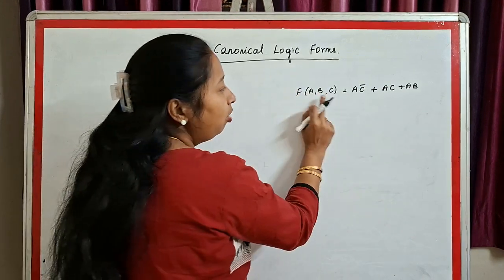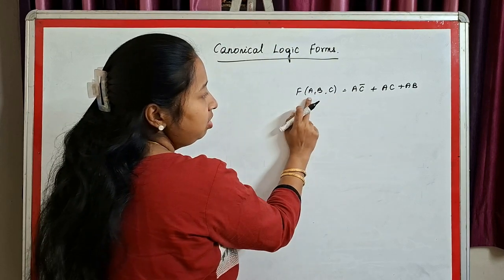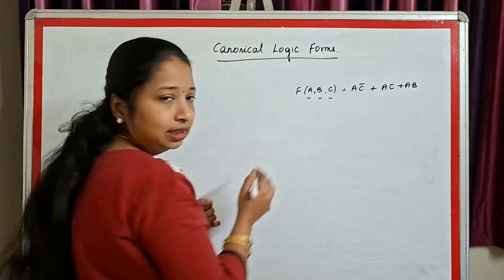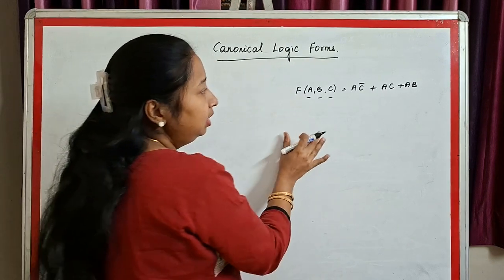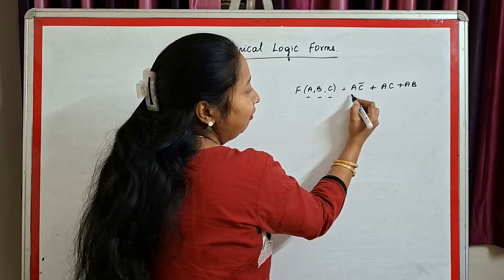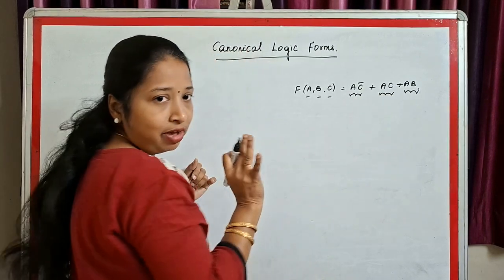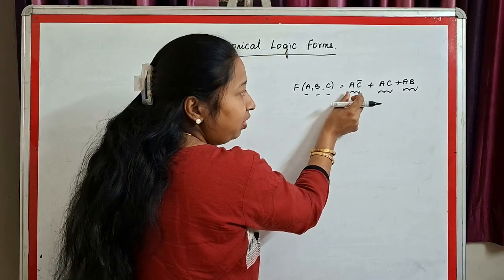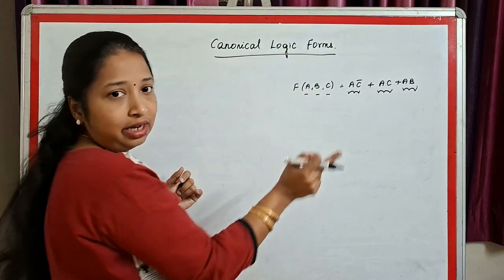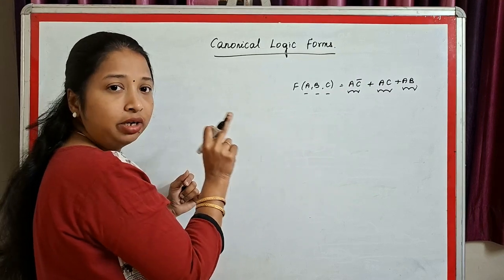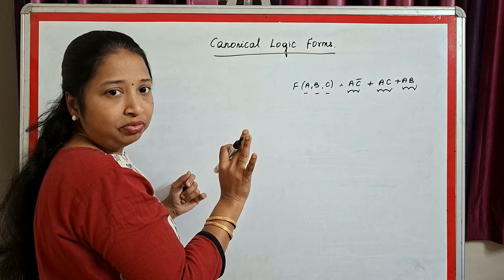Why? Because how many variables are there in this equation? We have altogether three variables. What are the variables? A, B and C. These are the three variables. Here in an expression, every single min term, how many min terms are here? We have got three min terms. Every min term should have all the three variables in it. Only then is that expression called a standard canonical form.